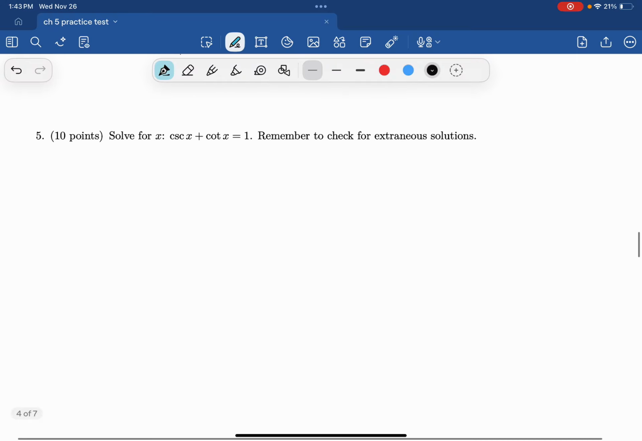Next one, cosecant x plus cotangent x equals 1. So for this one, what we're going to have to do is square both sides at some point, but there are different ways you could do it. Okay, let me show you the first way.